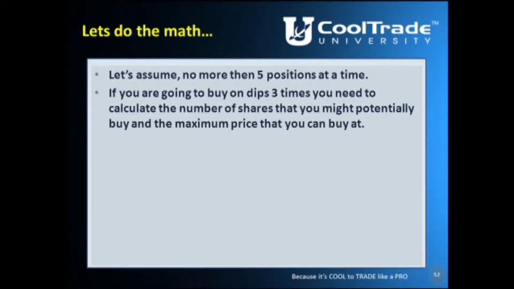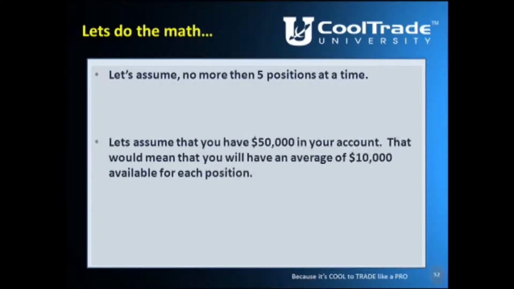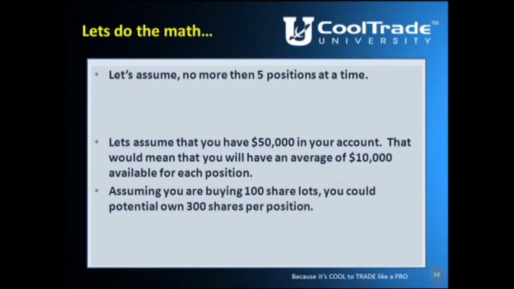Well, let's assume that you have $50,000 in your account. That means that you can have an average of $10,000 available for each position. Now, some would be more, some would be less, but let's just go with the average. $50,000, not going to have any more than 5 positions, so that gives us $10,000 available for each one of those positions. Now, assuming you're buying even lots of 100 shares, that means you could potentially own 300 shares. If I enter once and I buy once and add twice, that would be 300 shares per position.